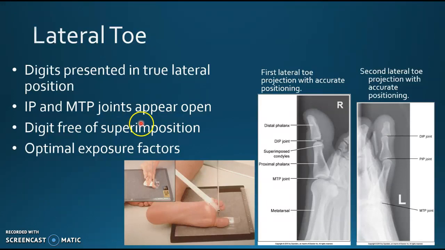For the lateral toe, the toe of interest should be separated from the other toes, as seen in this radiograph of the first digit, and in this radiograph I'm going to assume it's the second digit. The digits are presented in the lateral position similar to your fingers. You want to see the condyles of the phalanx superimposed, with joint spaces open from the interphalangeal joint to the metatarsal phalangeal joint. We have the distal interphalangeal joint, the proximal interphalangeal joint, and the metatarsal phalangeal joint.